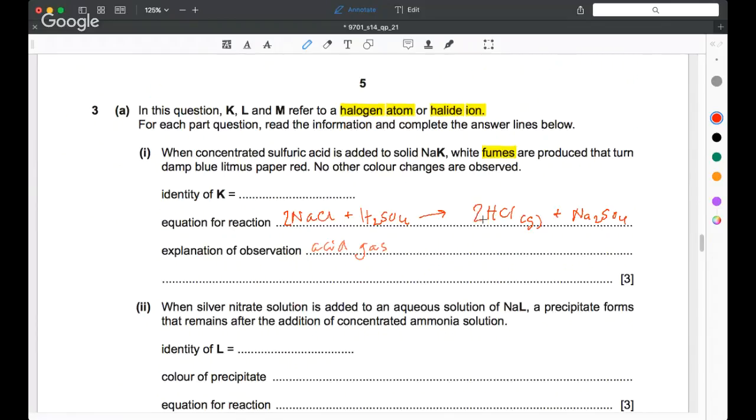Okay, so the identity of K, well, you've got to be very careful here because you don't want to say a halogen atom, you've got to say the chloride ion. So don't say chlorine, you need to say chloride ion. Yeah?